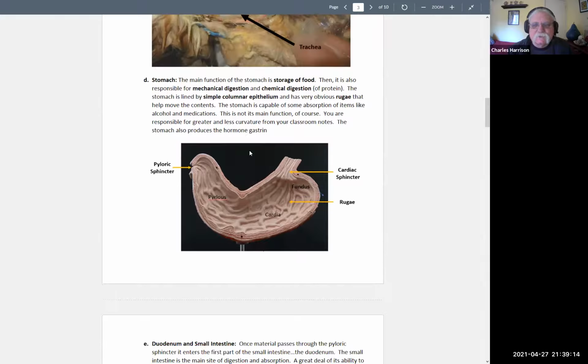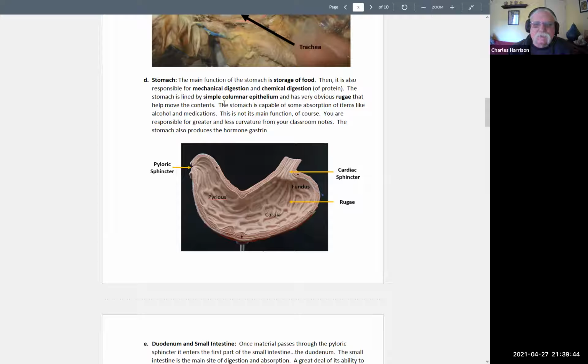Here's the stomach. The principal function of the stomach, which is reached next, is storage of food. It's also responsible for mechanical and chemical digestion. Chemical digestion, pretty well limited to digestion of proteins. Mechanical digestion, not limited to anything. Anything can be mechanically digested or broken down in the stomach.